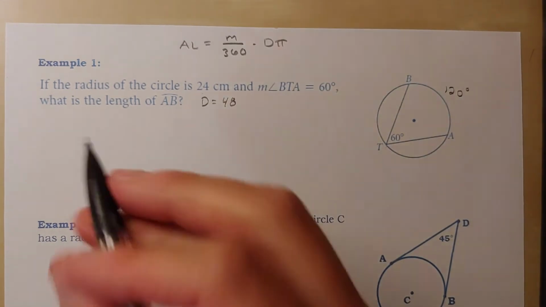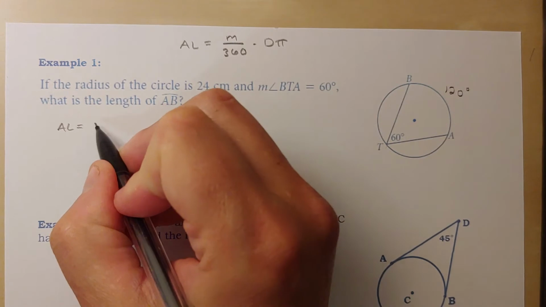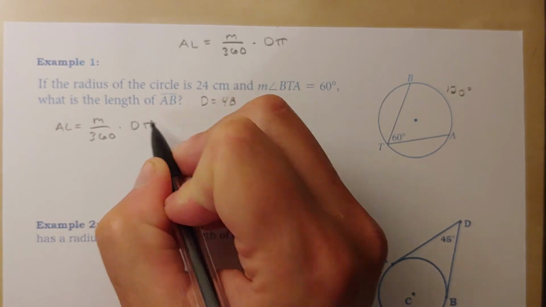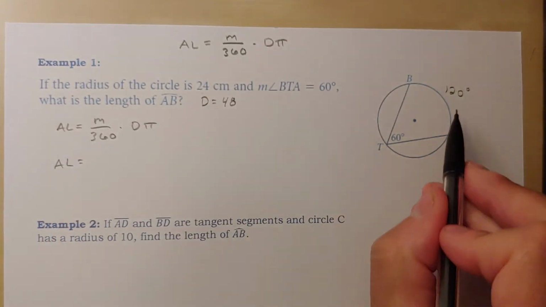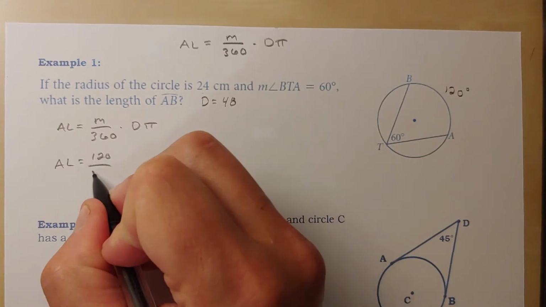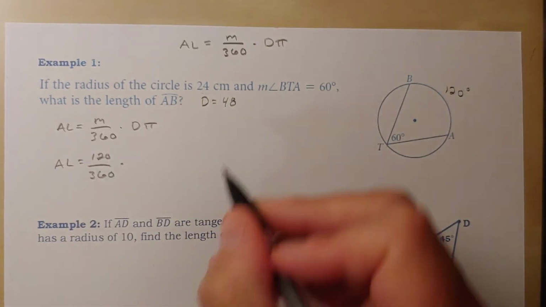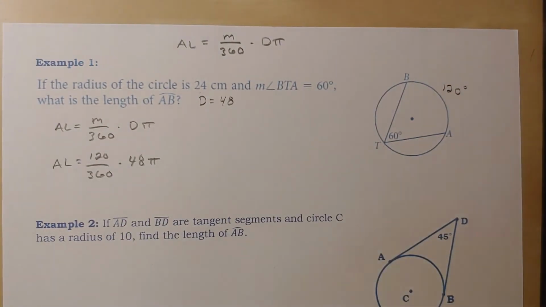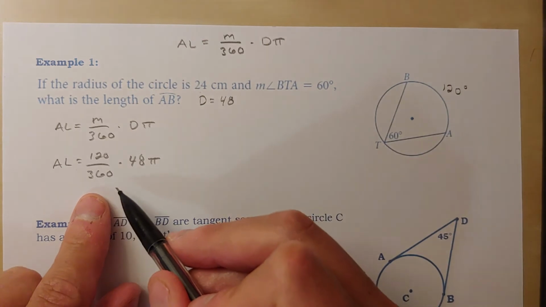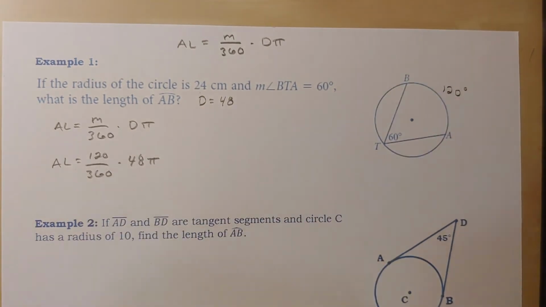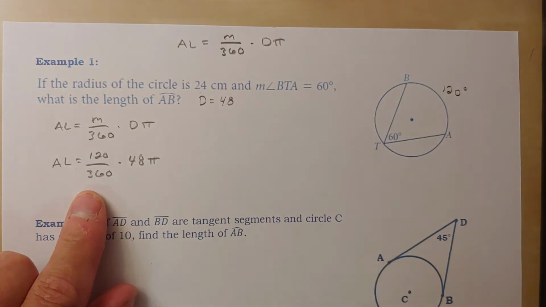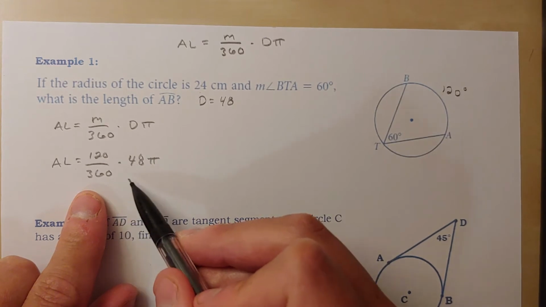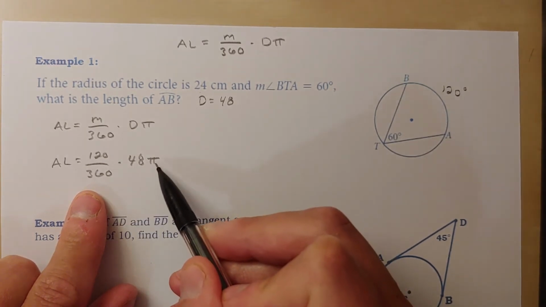So let's see what we have here. Arc length is equal to arc measure over 360 times the circumference. My measure is 120 degrees. My diameter is 48. Now I'm going to pause right here. You may be tempted at this point to grab your calculators and just type all this in. Now that's going to give you an approximate answer. However, what we are going to practice today is leaving our answers exact, meaning in terms of pi.